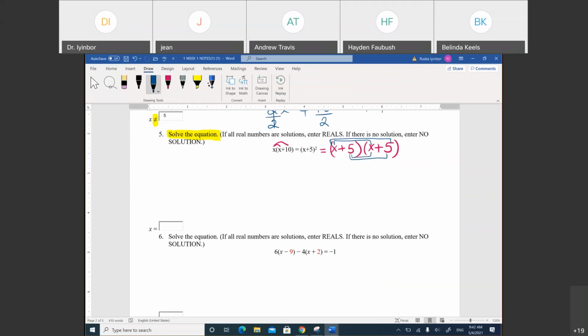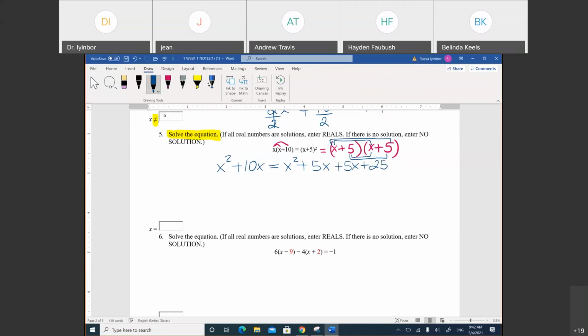So let's start with x times x. The left side, x times x is x squared, and x times 10 is what? 10x, equals. And then you're going to start to FOIL. X times x is x squared. And then plus x times 5 is 5x. And then 5 times x is another 5x. And 5 times 5 is plus 25.